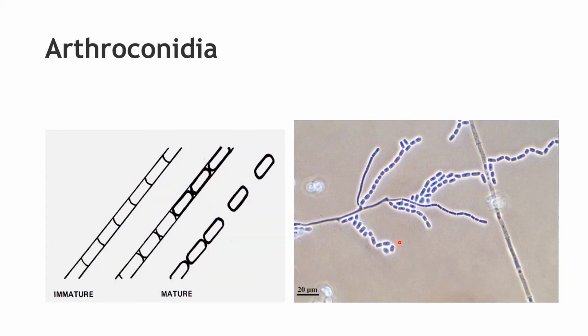And yeah, so these are matured arthroconidia. And so the spores are formed, again, don't forget, by fragmentation of the hyphae. And these spores are actually asexual, and generally they are not as durable and environmentally persistent compared to endospores.